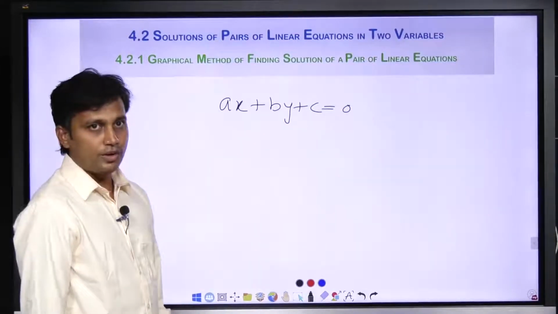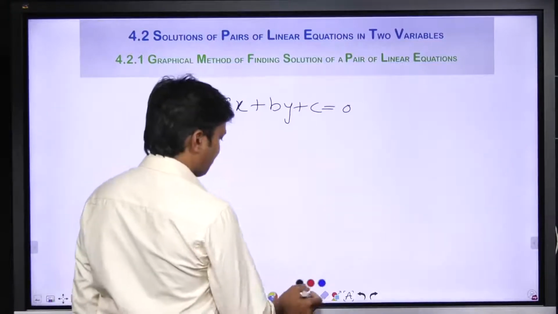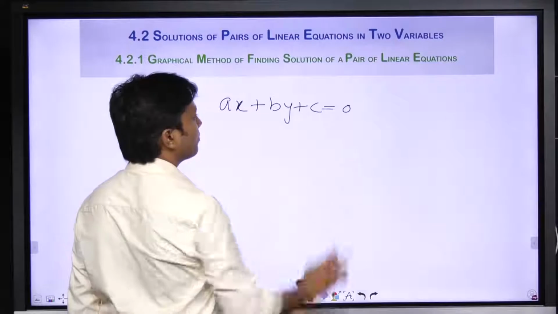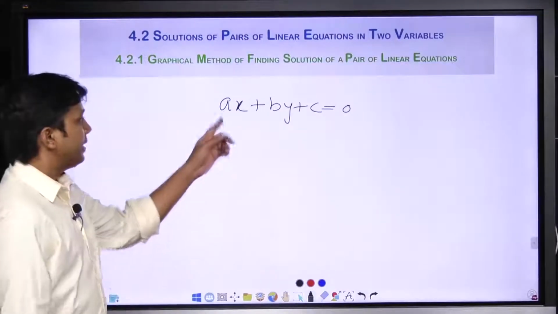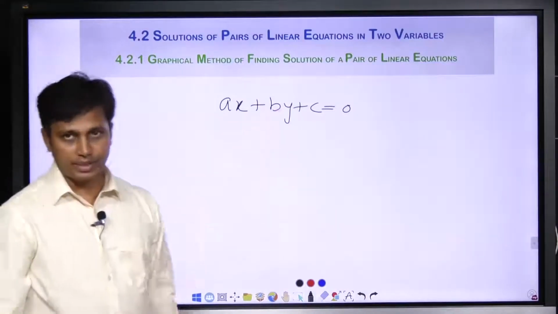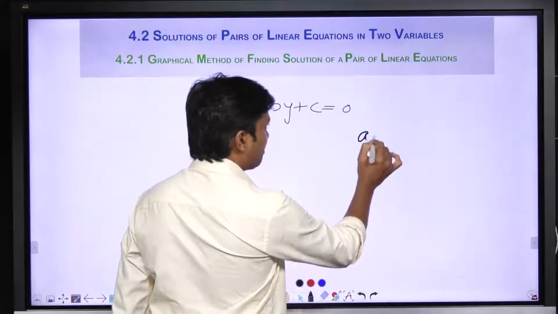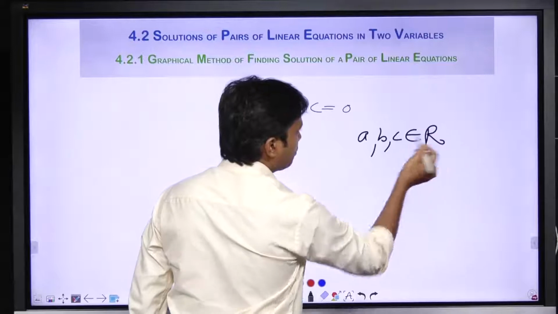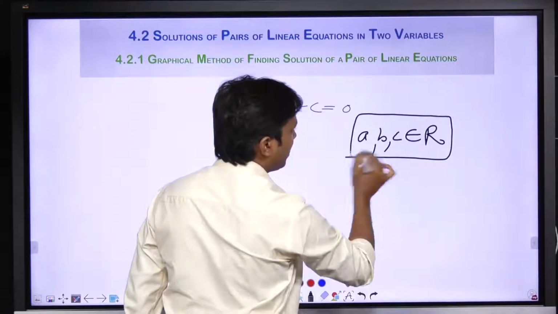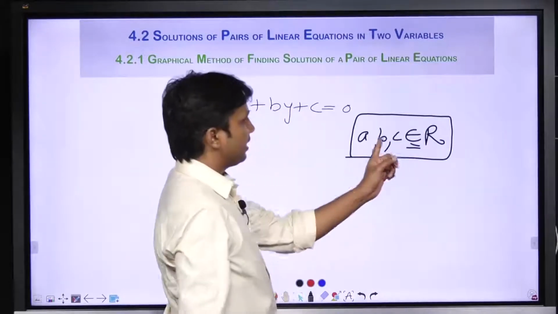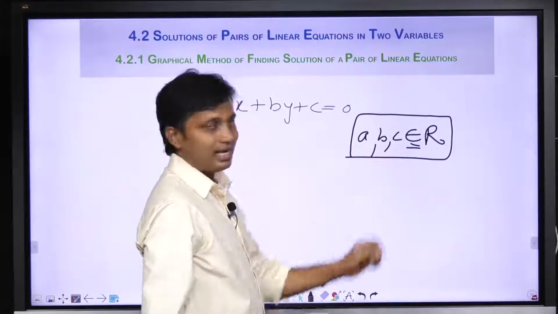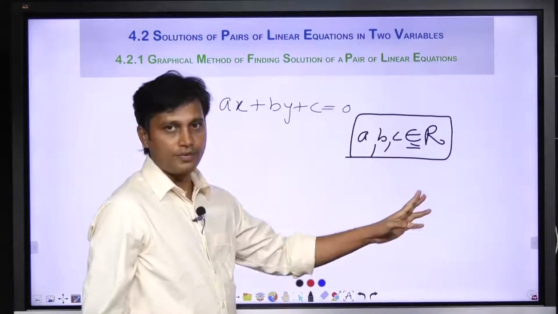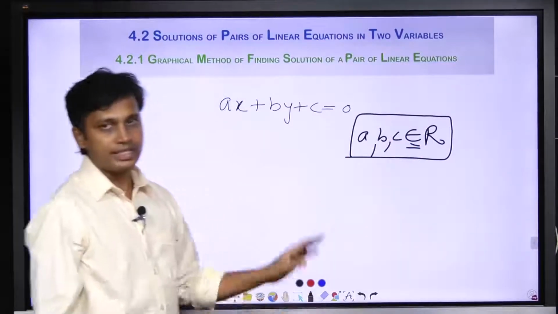Now here a, b, c are what type of numbers? Here a, b, c must be real numbers. That is the first condition: a, b, c belong to R. What is meant by this belongs-to symbol? That means all these numbers a, b, c are real numbers. These are all elements of the real number set. This is the first one.